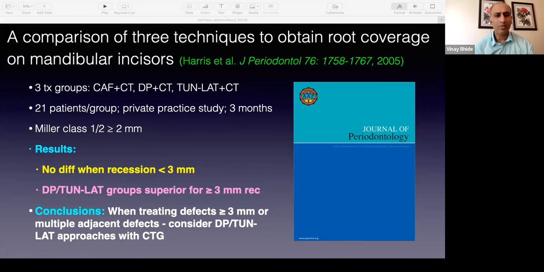And what he found was that for recessions that were more moderate, ones that were 3 millimeters or greater, the double papilla or the tunnel group with the connective tissue graft were superior to a coronally advanced flap with connective tissue. They concluded that when you have recession defects that are 3 millimeters or greater, consider the double papilla approach or a tunnel with a lateral closure in conjunction with a connective tissue graft.